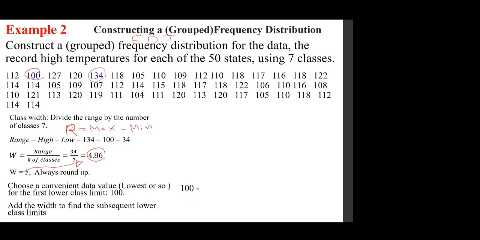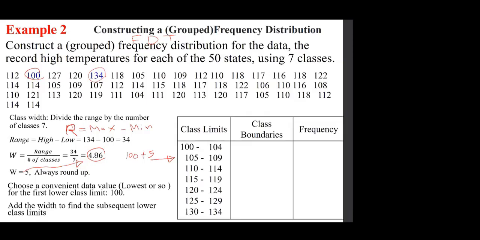So we are going through the tables. We know we're going to start with 100. How do we fill up this table? It's important to remember the meaning of the width. The width is 5. So the first one is 100, and we figure out the next number to put here: 100 plus 5. That would be the lower limit of the next class.